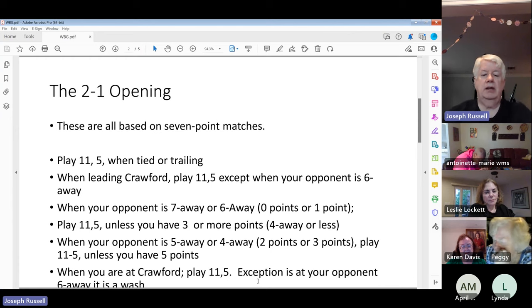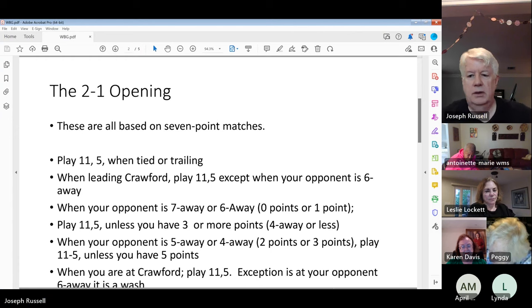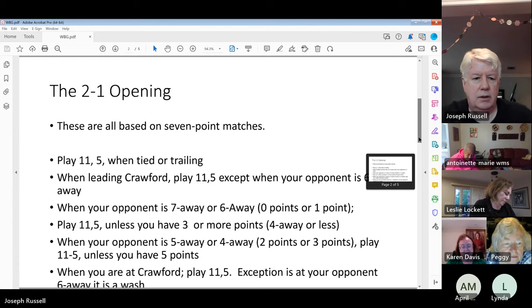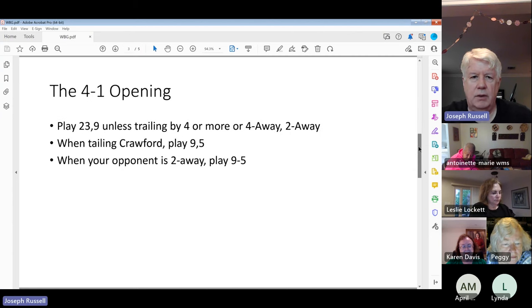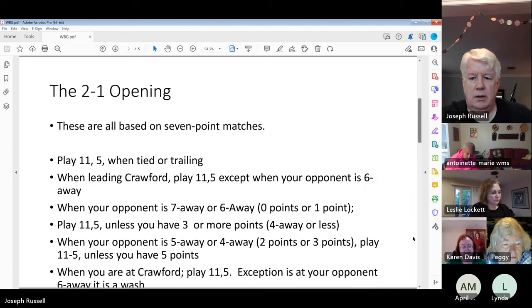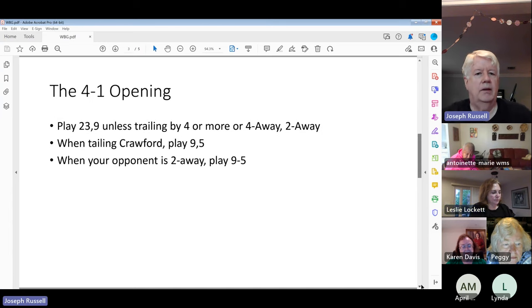Now, it does seem anti-intuitive that when you're at Crawford and your opponent's 2 away, it seems like you would want to split, but it's still correct to play 11-5. Okay, now let's see. And that's one that I got wrong most of my backgammon career. Having trouble getting to the screen. Okay, let's go to the 4-1 opening.